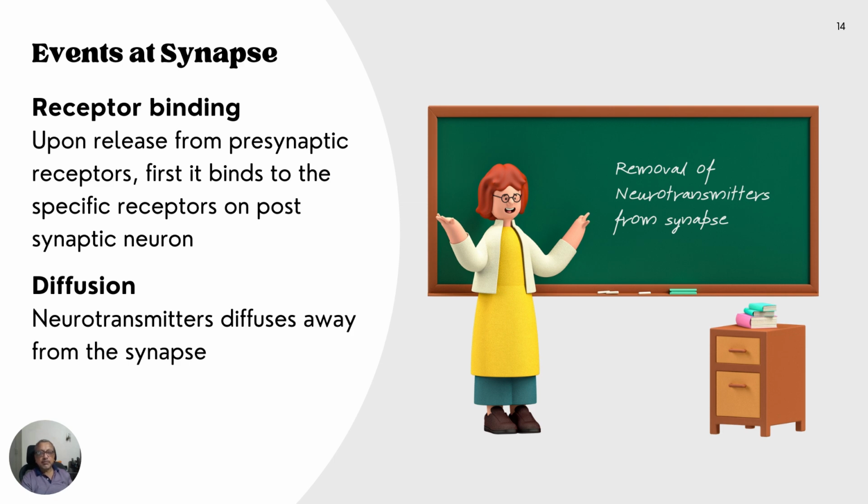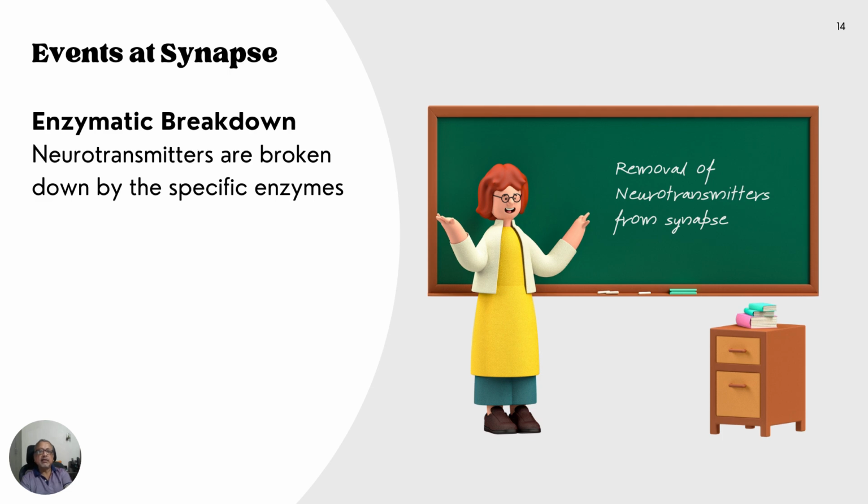There are certain neurotransmitters which diffuse out of the synapse to the external environment, and the third type of removal process of the neurotransmitter is enzymatic breakdown. There are certain enzymes, such as acetylcholinesterase, which breaks down acetylcholine. There are also enzymes like catechol-O-methyltransferase which break down neurotransmitters like norepinephrine.